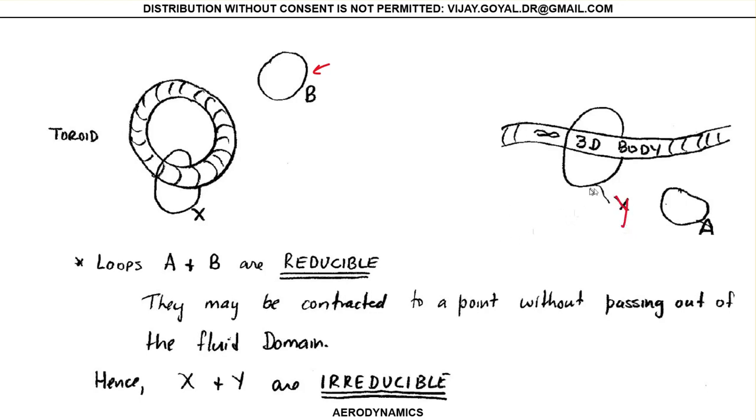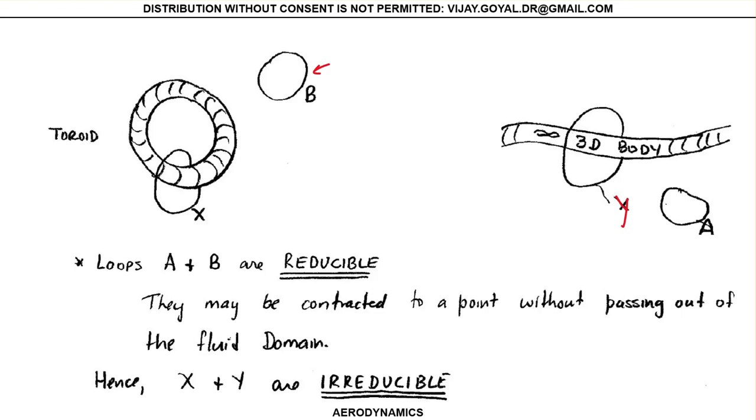This is Y and this is A. And now look at A. I can reduce A because it doesn't have to go through the body. But Y, I cannot reduce it because it has to go through the body in order to contract to a point. Okay, this is important: the concept of whether it can be reduced or it cannot be reduced.